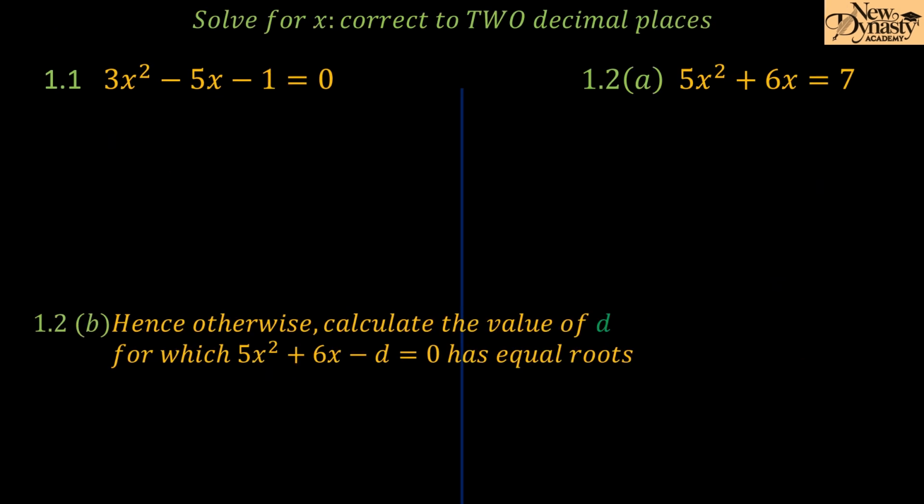Then the next question says solve for x, but in this case it has a bit of extra information which says correct to 2 decimal places. So if you see such an instruction or extra information, what you need to do here, grade 11s, is to use the quadratic formula, which we know very well. It goes like this: x equals minus b plus or minus the square root of b squared minus 4ac.